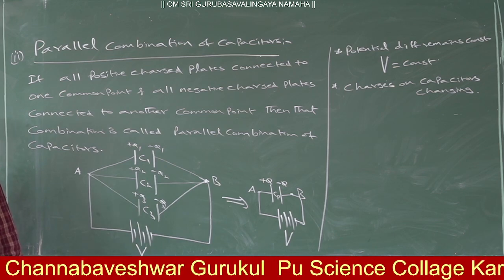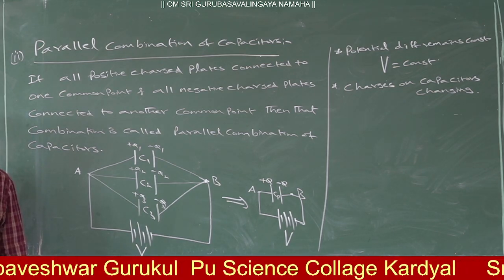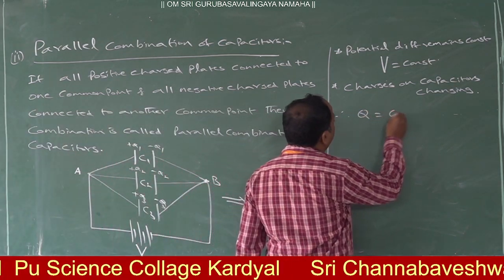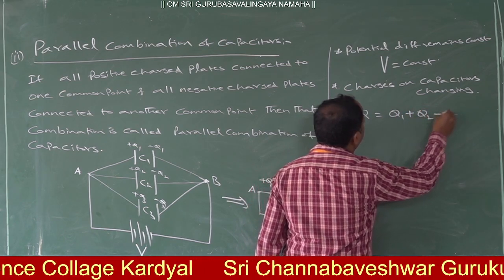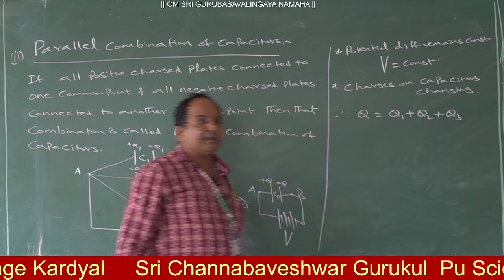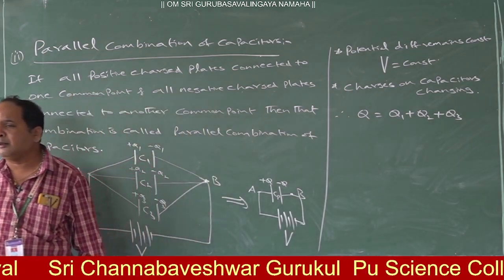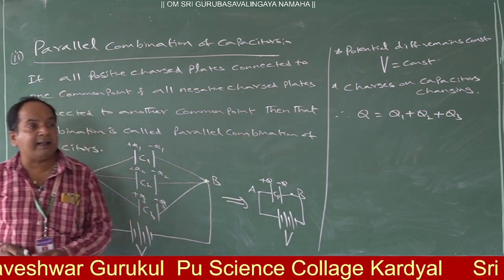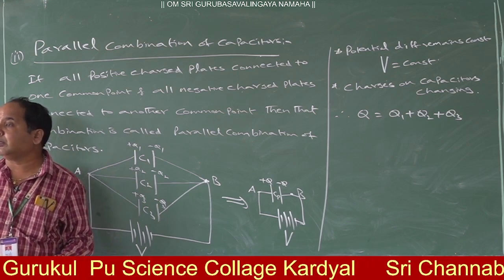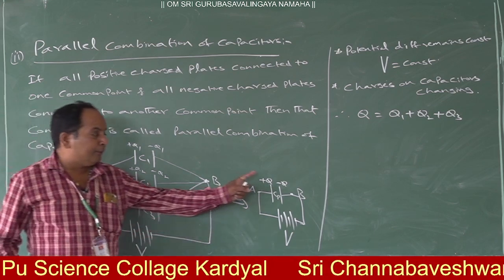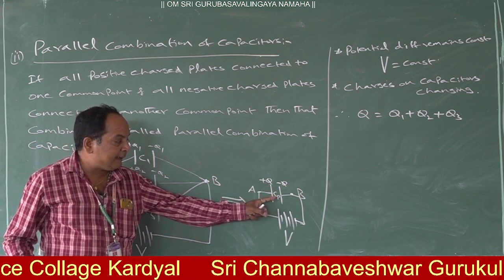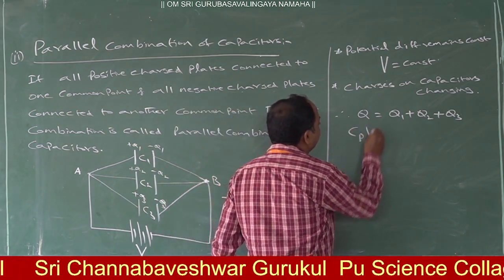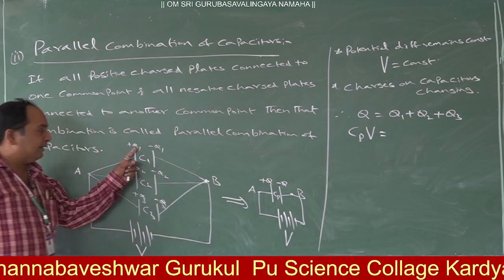So what is divided here? Charge is divided. So we may write Q is equal to Q1 plus Q2 plus Q3. In series combination, what is divided? Potential: V is equal to V1 plus V2 plus V3. Here what is divided? Charge. So Q is equal to Q1 plus Q2 plus Q3. Q is equal to what? Cp into V.